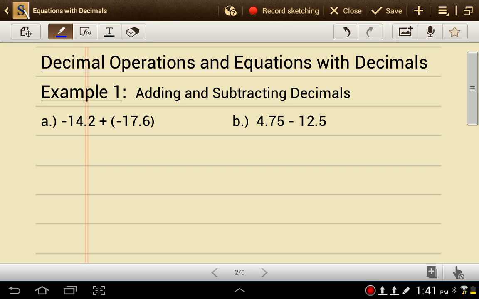Hopefully you remember in example one here, adding and subtracting decimals. Hopefully you remember kind of combining our decimal rules with our integer rules. But with your decimal rules, you must line up the decimal point. So your place values must be lined up.